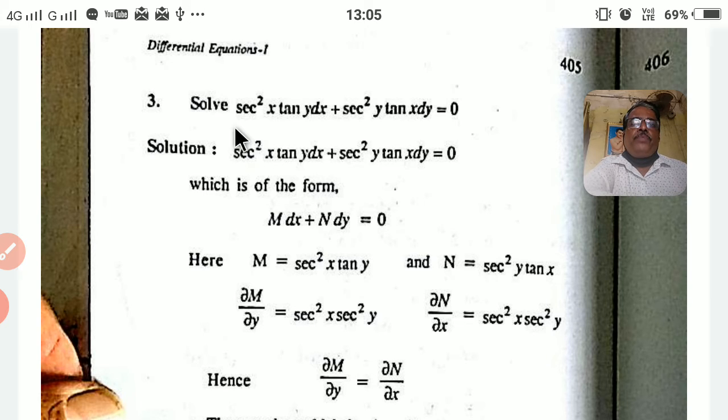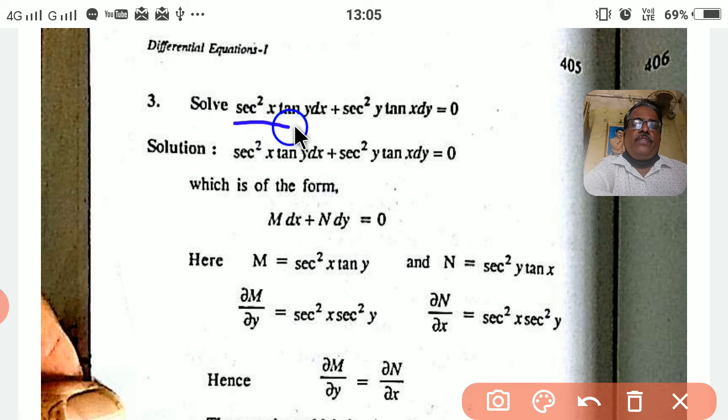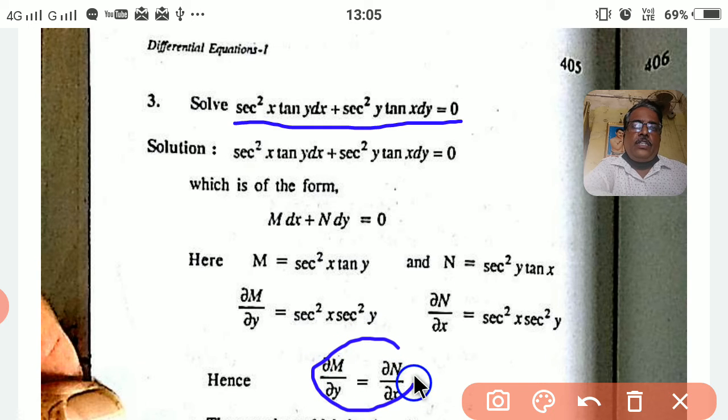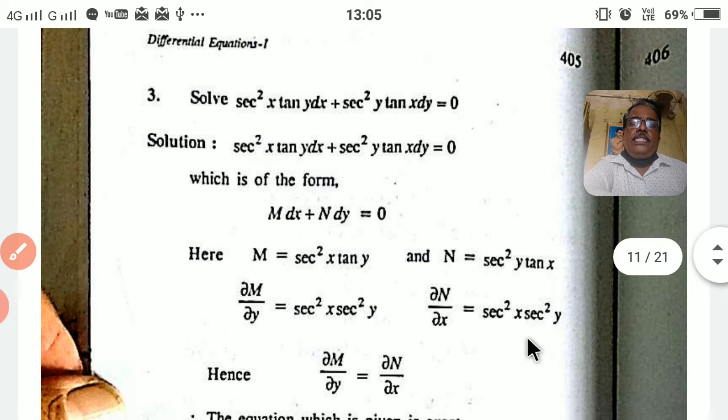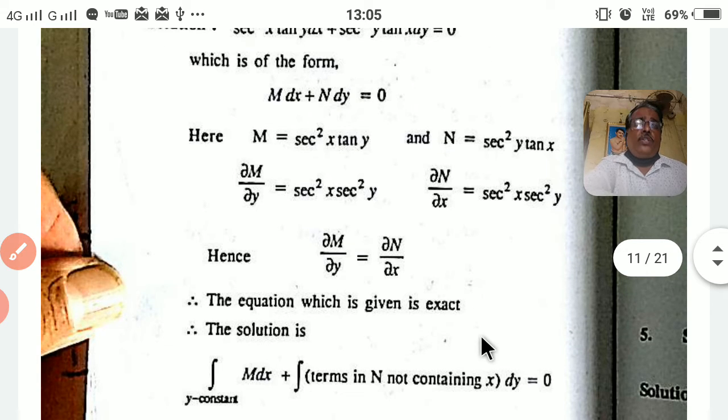So therefore the given differential equation is exact, because this condition holds, dou M by dou y is equal to dou N by dou x. So the given equation is exact. When the equation is exact, then we solve the equation.